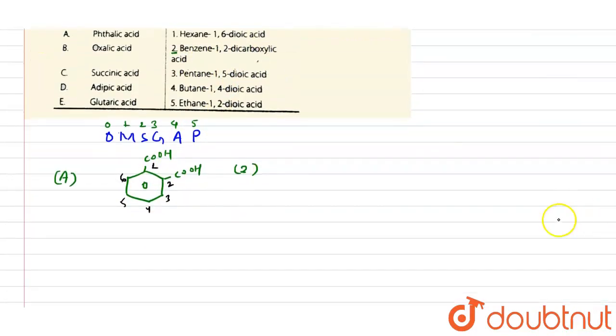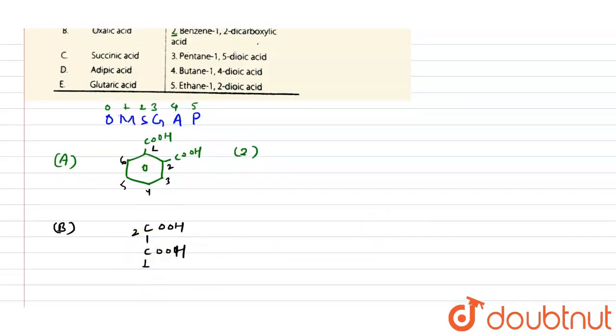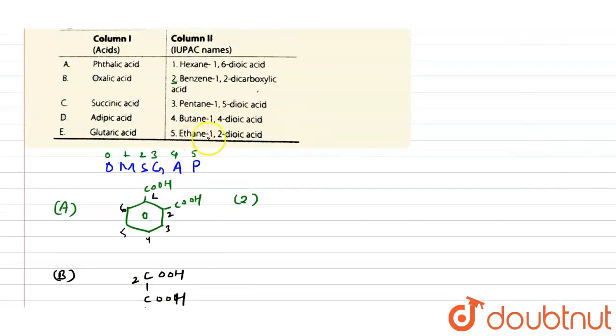Now what about this B? That is oxalic acid, and from here we can write the structure. O means oxalic acid, so there will be 0 carbon in between the 2 carboxylic acids. So the 2 carboxylic acid groups will be directly connected here. And for the name, we have to start counting from here, 1 and 2. So that is ethane dioic acid, ethane 1,2-dioic acid, and that is matching with the fifth.